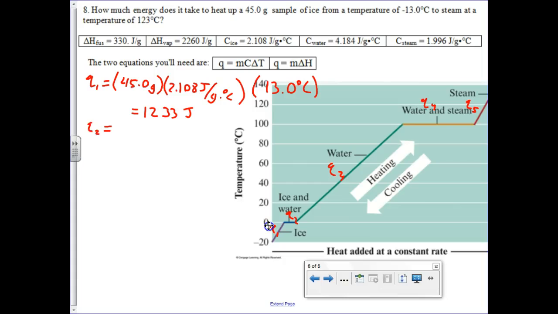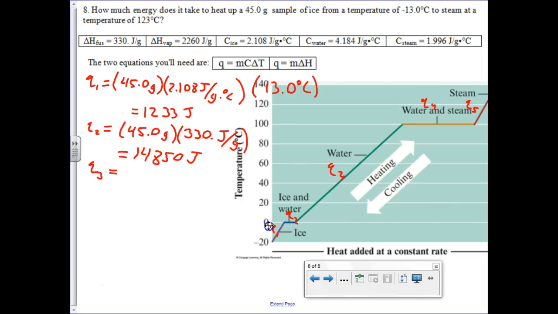Q2, we are melting our 45 grams of ice. So we have 45 multiplied by the heat or the enthalpy of fusion, which is given to you up here, which is 330 joules per gram. You do this math and you get 14,000 and something. 14,850 joules.